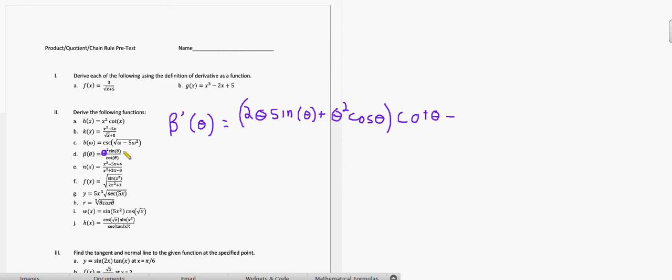Now we need to derive the bottom. The derivative of cotangent is negative cosecant squared. So that's going to turn this into plus cosecant squared theta. Put them in parentheses. We can put these in parentheses too.